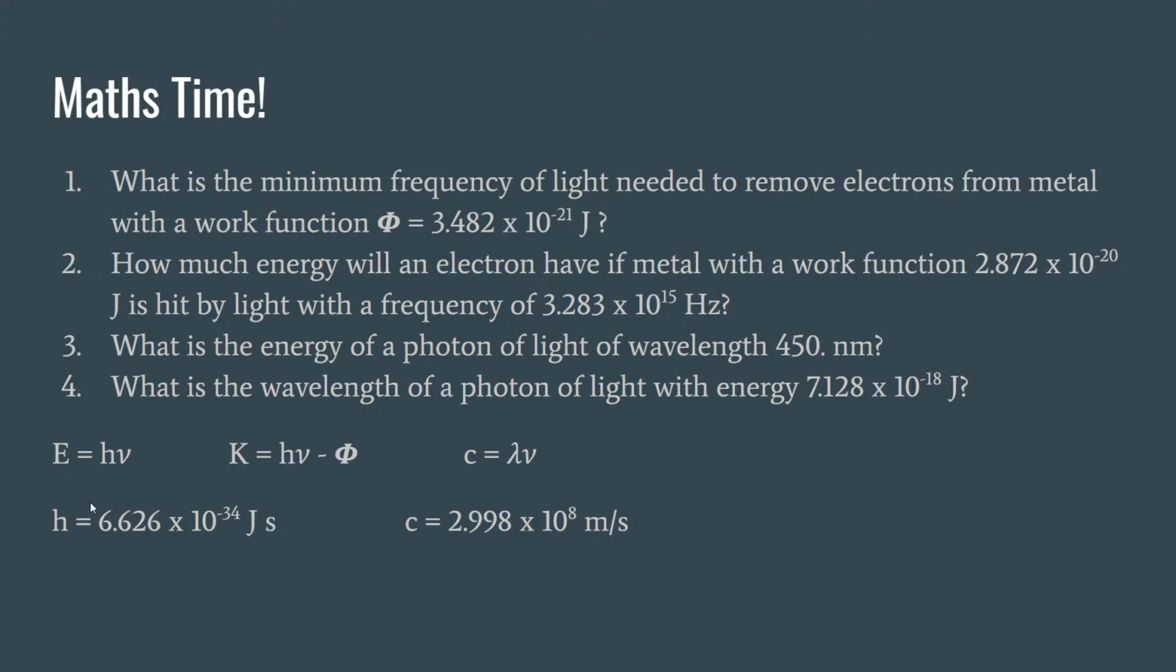So finally, the constants. Planck's constant h is 6.626 times 10 to the negative 34th joule seconds. And the speed of light is 2.998 times 10 to the 8th meters per second. So problem 1. What is the minimum frequency of light needed to remove electrons from metal with a work function phi equal to 3.482 times 10 to the negative 21st joules?